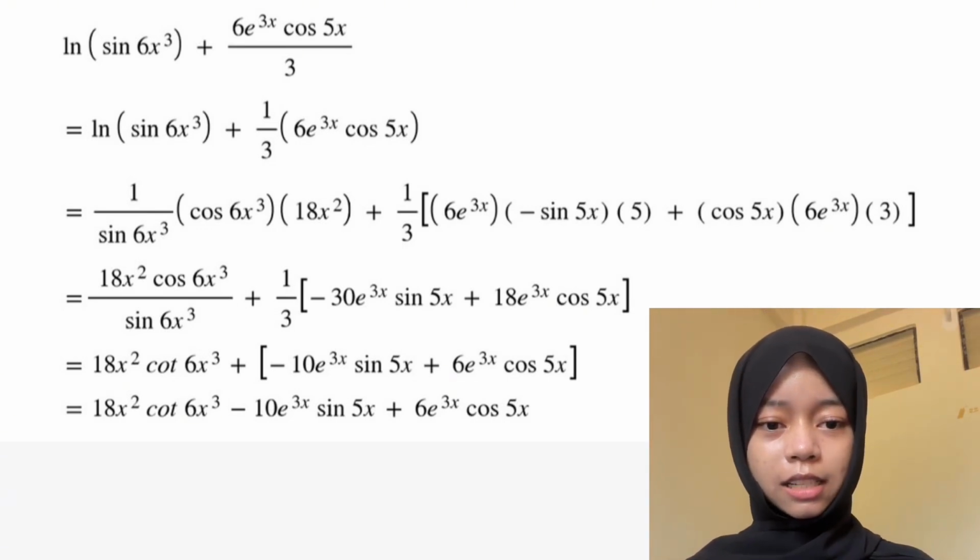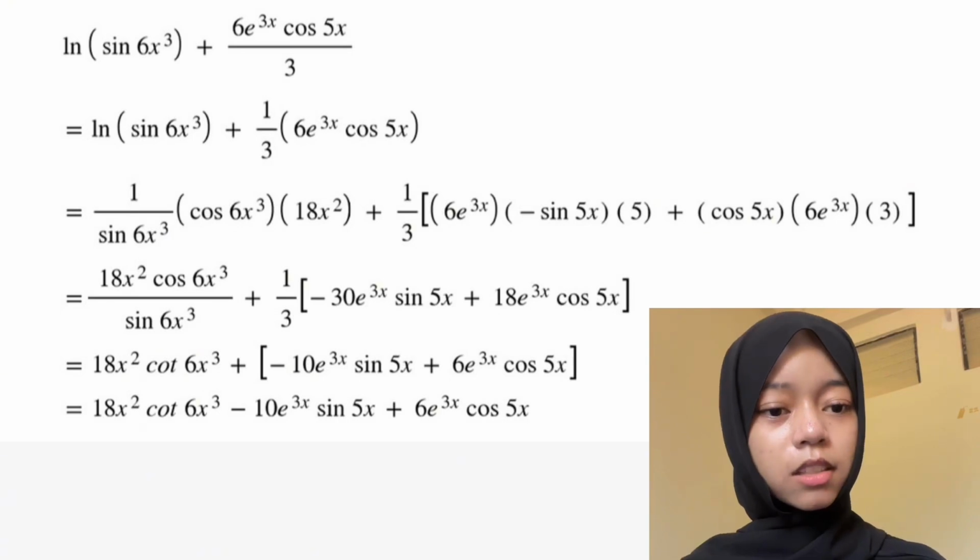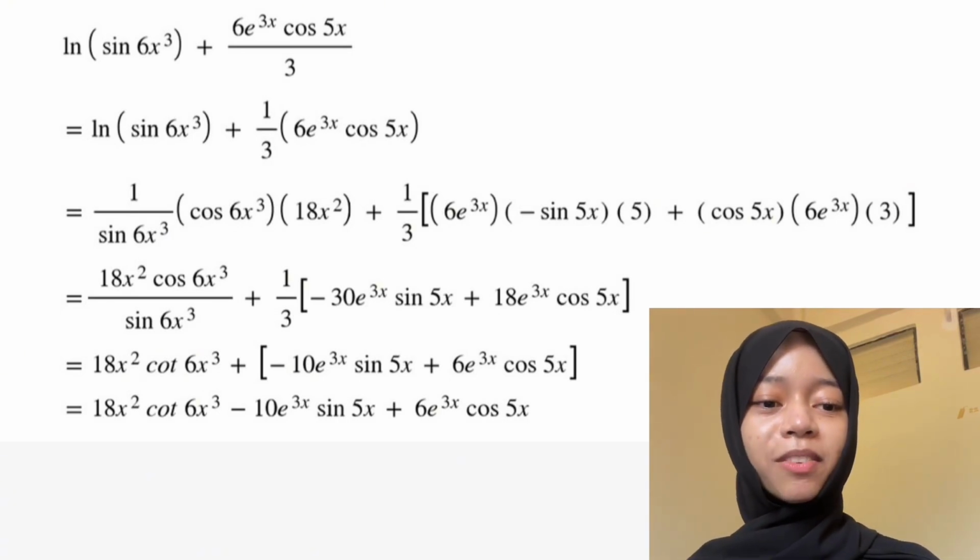So the final answer is 18x squared cot 6x cubed minus 10 e to the power of 3x sin 5x plus 6 e to the power of 3x cos 5x.